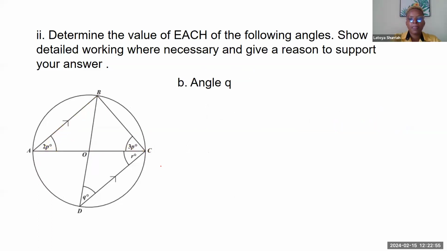All right. What about angle Q? Angle Q. This one is pretty easy.